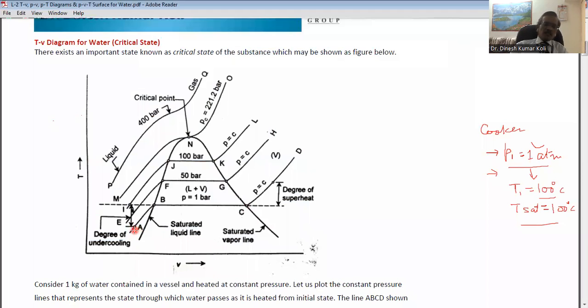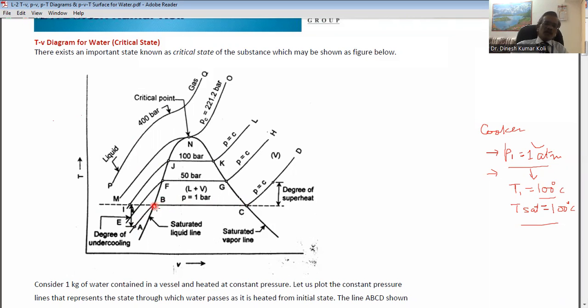When the water is heated, it follows the A to B curve. At point B, the temperature is called the saturation temperature, at which boiling will start. So A to B indicates the sensible heating of the water. At point B, we have saturated water. If we further give heat to the water, it will follow the line BC. And BC indicates the phase change from the liquid to the vapor, the gaseous phase.